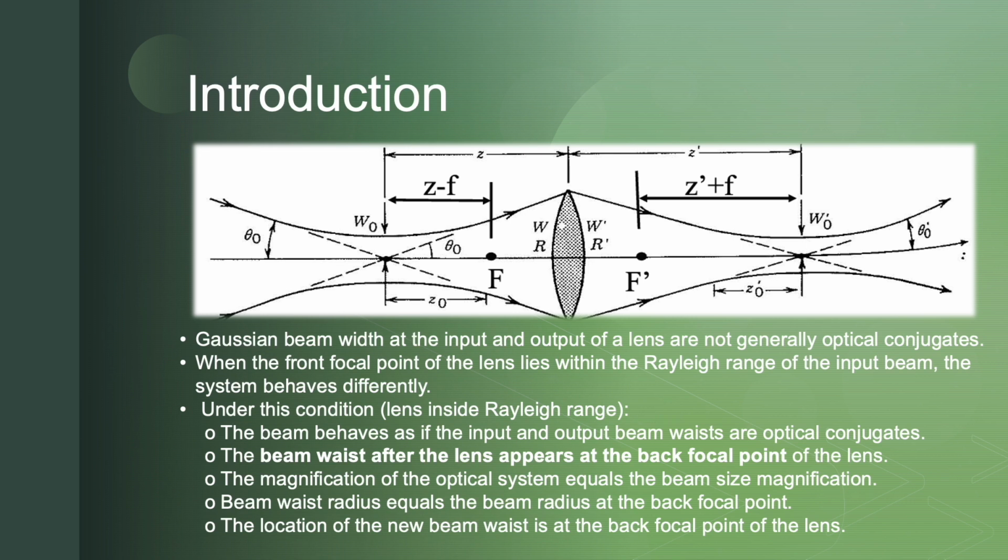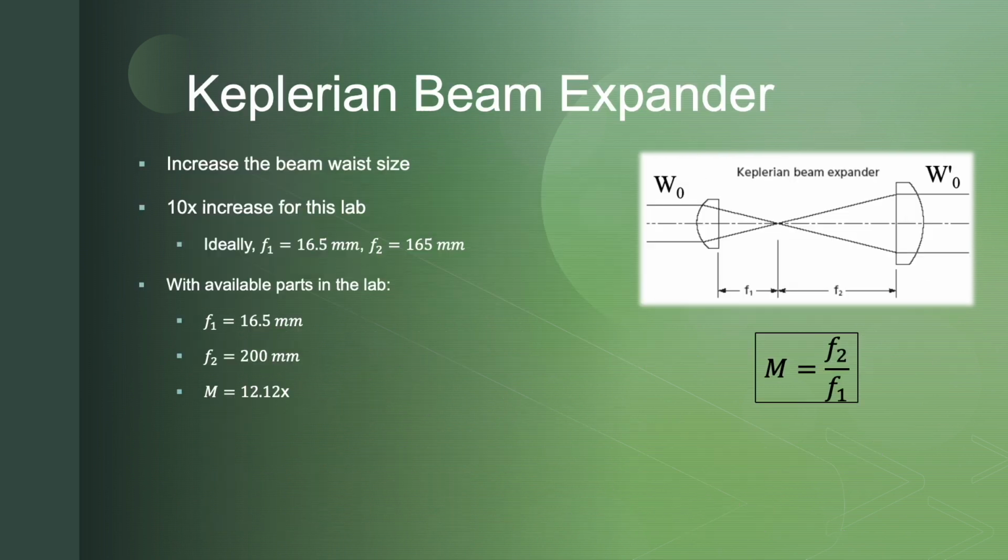Using these parts, we will image the beam waist along the optical axis and measure the new beam profile of the imaged beam. A Keplerian beam expander is an afocal system used to change the size of the beam. It functions with two positive lenses placed the sum of their focal lengths apart. The size of the beam will change by the system's magnification, which is given by the ratio of the focal length of the second lens to the focal length of the first lens.